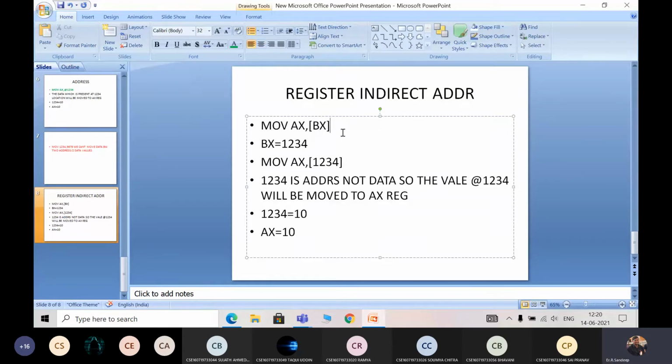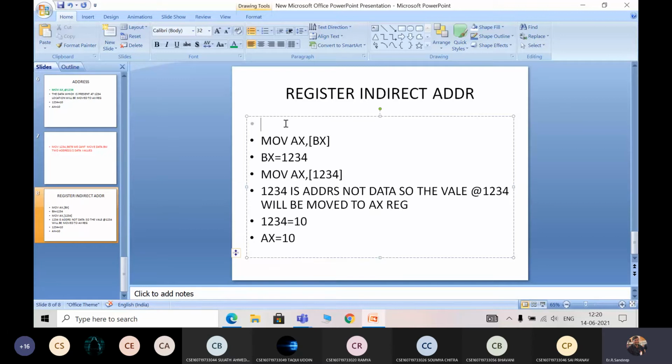And the possible registers you can use in this register indirect addressing mode are the source index, the destination index, and the BX register, the base register. So these you can use.